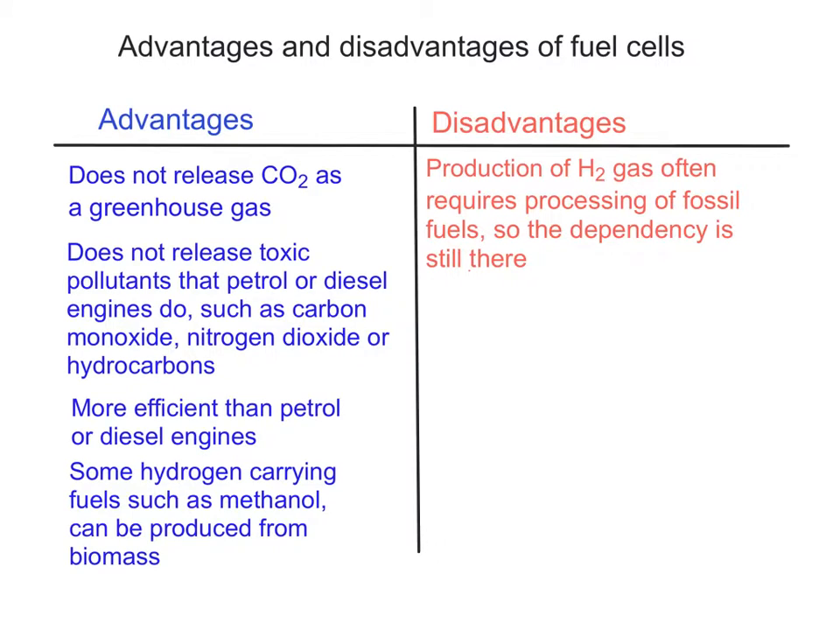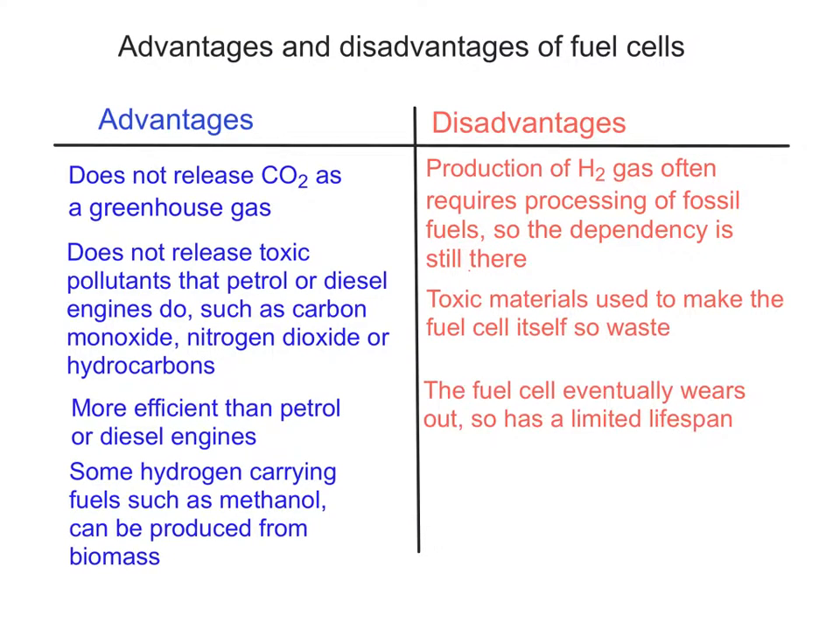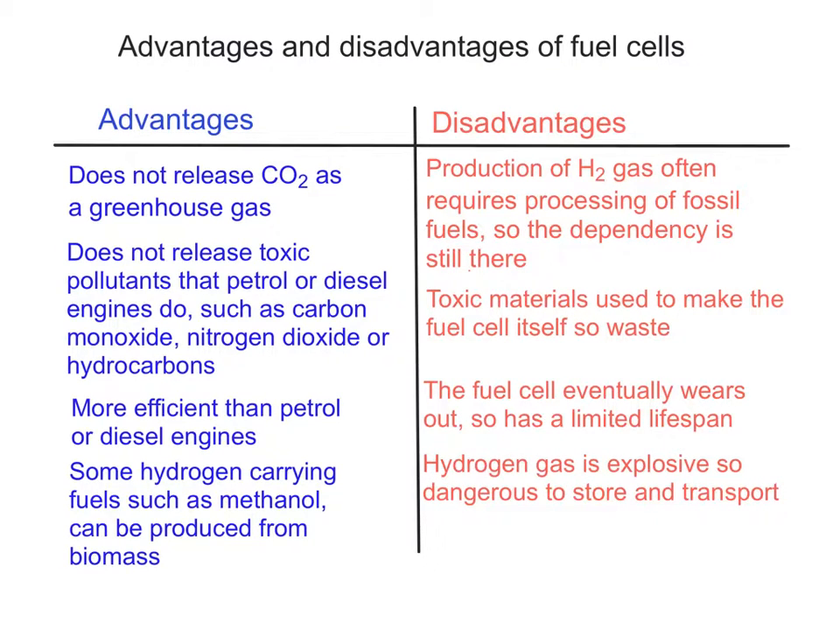To create the hydrogen in the first place, it requires the processing of fossil fuel in many cases. Toxic materials can be used to make the fuel cell, so it's not a completely clean process making the fuel cell in the first place. Like anything, a fuel cell will have a limited lifespan. It will wear out eventually, and then another one has to be made to replace it. And hydrogen itself is explosive, so obviously dangerous to store and transport.